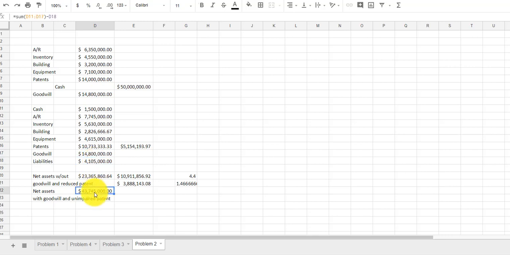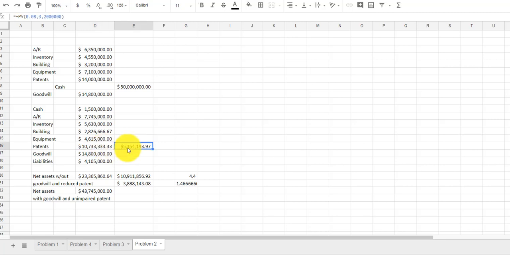So with all those added up, subtract the liabilities, all the assets minus the liabilities, net assets with the goodwill and the patent before any impairment is 43.7. But we have some information that things have changed with the patent, and we need to test for impairment. Patent is an amortizable intangible and therefore it needs to be tested for impairment when things change.